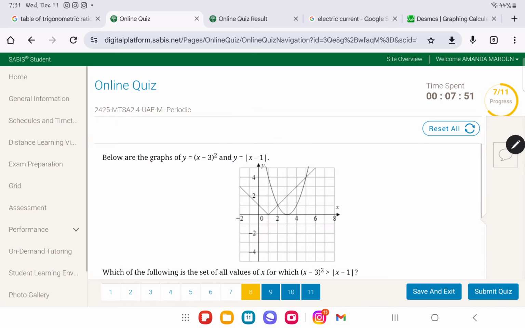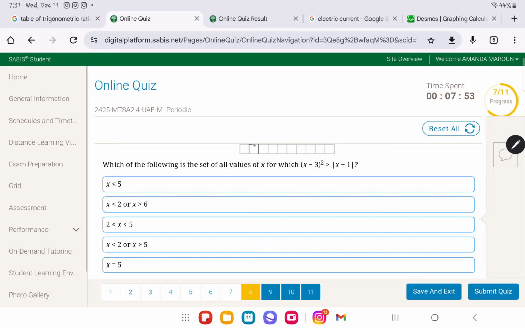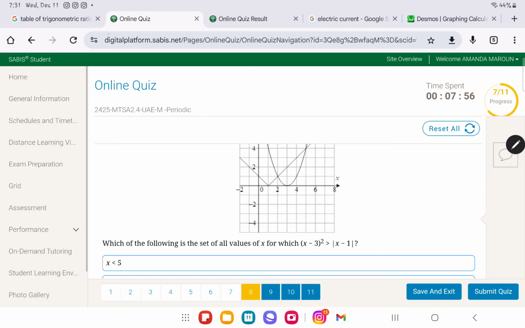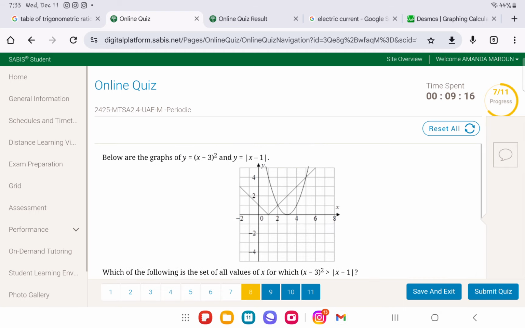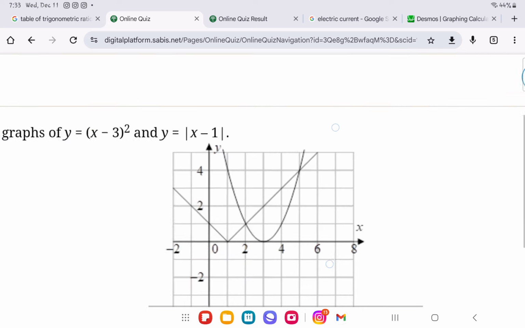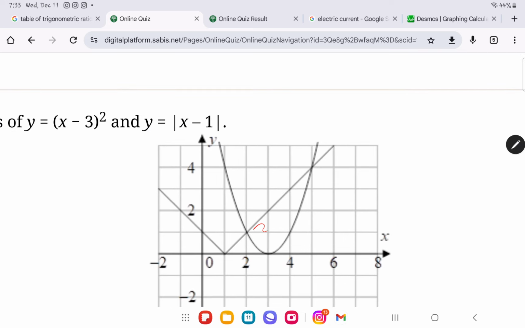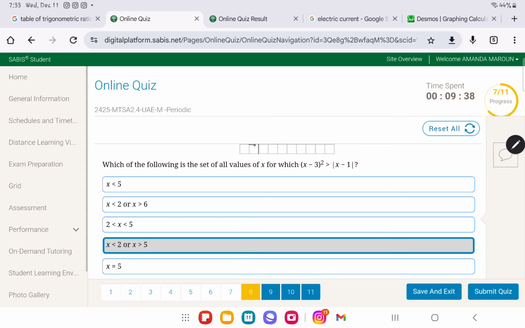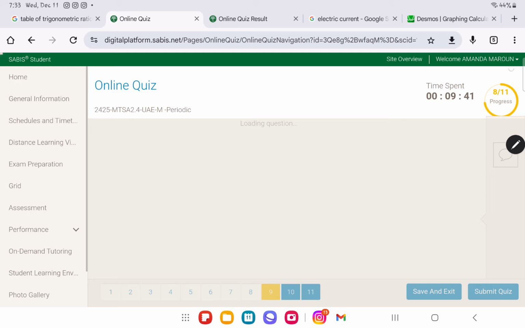Moving on to question number 8. Below again are 2 graphs. We need to find which of the following are the set of values of x. So now they're asking us for which values of x is (x - 3)^2, the parabolic function, greater than the absolute value function? So we need to see at which point is it greater. So definitely at this point over here. If it's a point less than 2, then it's greater. And if it is a point greater than 5, then it is greater. So definitely we need to choose if x is less than 2 or greater than 5.